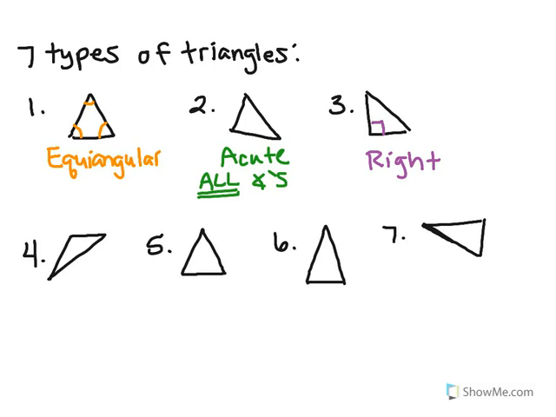The fourth one that we have is an obtuse triangle. And in order for a triangle to be called obtuse, it only has to have one angle that is obtuse, greater than 90 degrees. Just one.